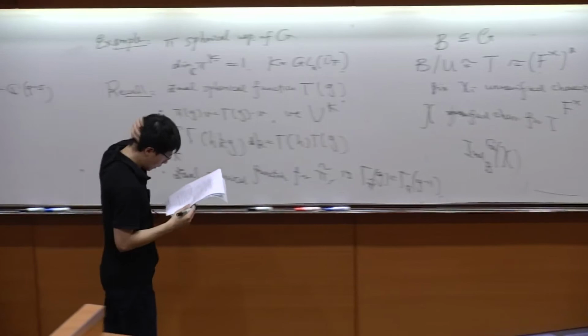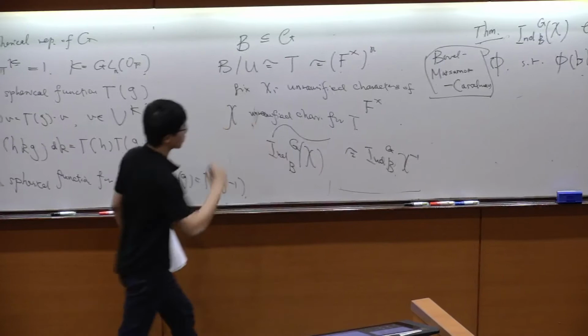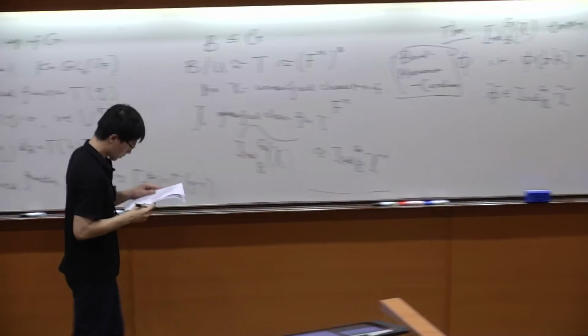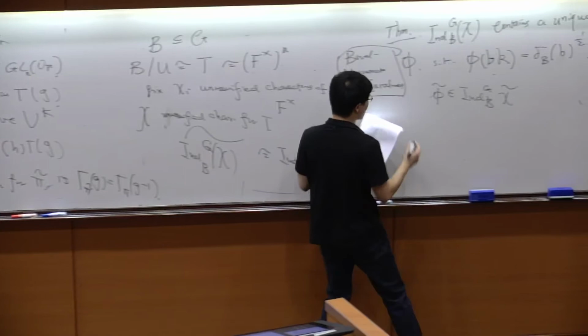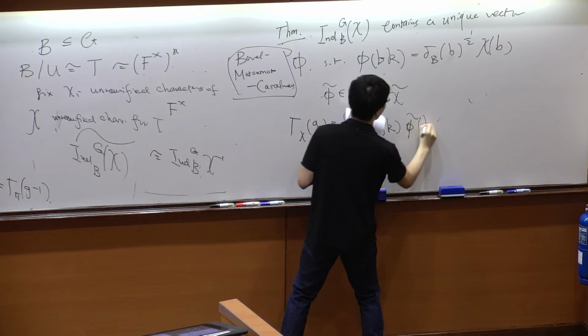Also, if you take the smooth contragredient of this representation, then you get the full induced from chi inverse. Then again, you can pick up another vector of the following form, which we denote by phi theta. So phi theta lies in Ind from B to G of chi theta. Then the zonal spherical function attached to the unramified representation is of the following form. So gamma chi of g is equal to the integral over K of phi(gk) phi theta(k) dk, which is just an integration of the function phi(gk) dk.